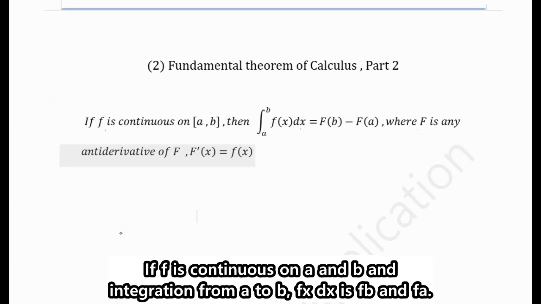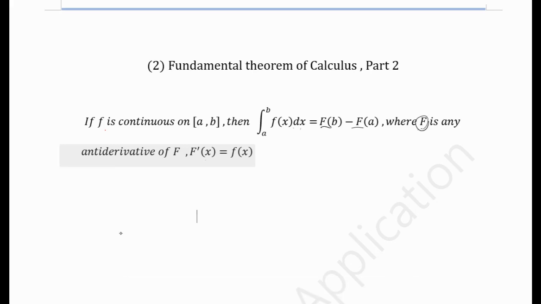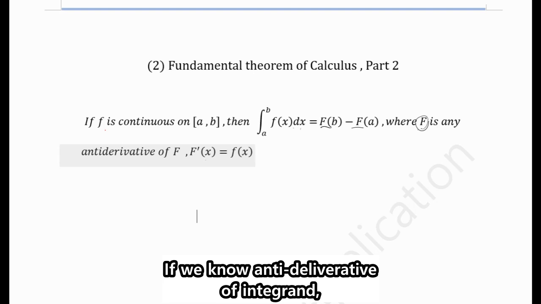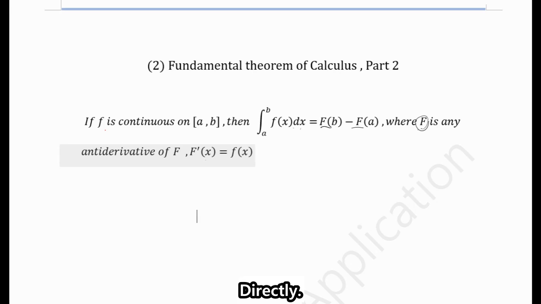And the next topic is the fundamental theorem of calculus, part two. If f is continuous on [a, b], then the integral from a to b of f(x) dx is F(b) minus F(a), where capital F is an antiderivative of f(x). If we know an antiderivative of the integrand, we can calculate the definite integral directly.